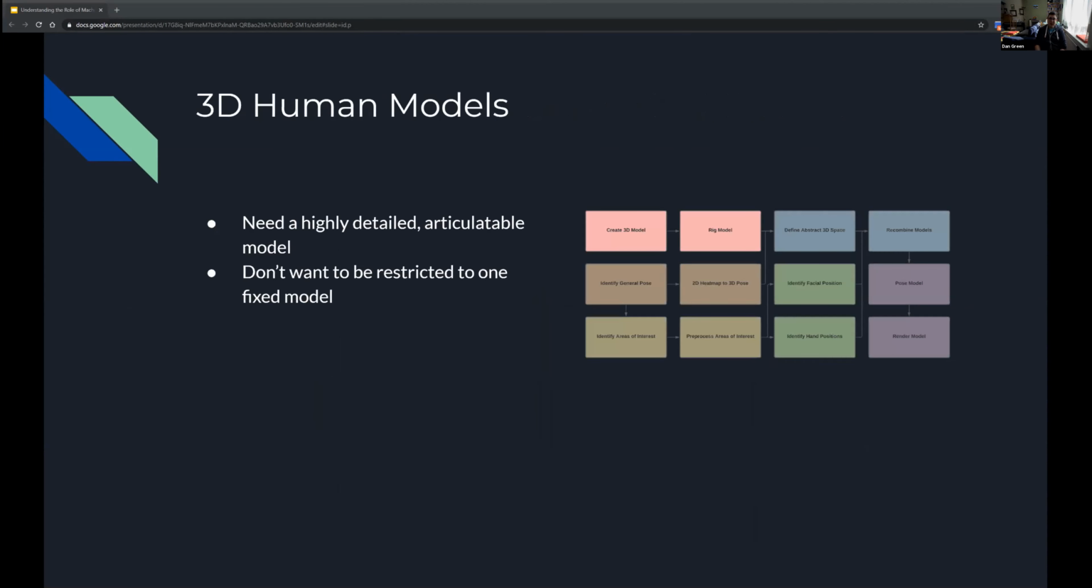So that first stage, that red stage, needs that really highly detailed articulatable model. We need to be able to control it, move it around, and position it in all the positions that we could find within sign language data. It was also really important to me that we didn't just have one fixed model.